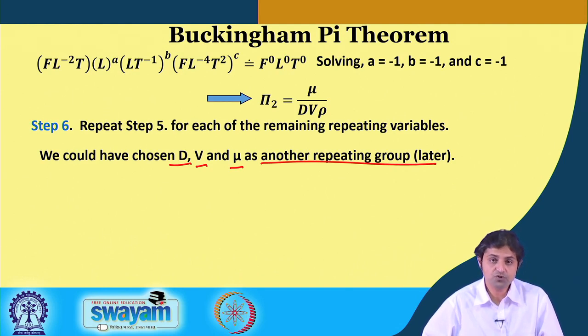Instead of rho, you could have chosen mu as a repeating variable and rho could have been chosen as a non-repeating variable. The delta P L here, which was to be found, should always be a non-repeating variable, otherwise your equation will become implicit, and that is what we do not want. If there is something on both the left hand side and the right hand side, it does not help. So, the best thing to do is to keep the dependent variable as one of the non-repeating variables.